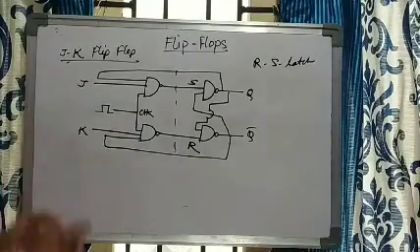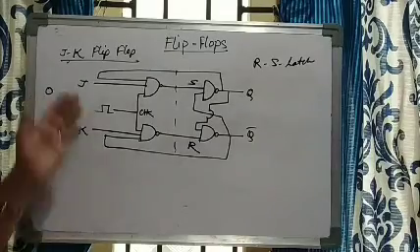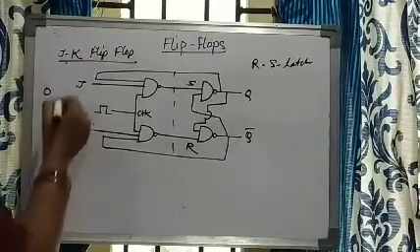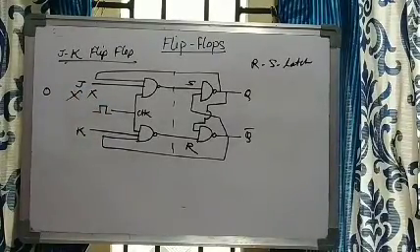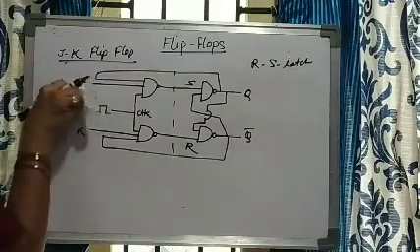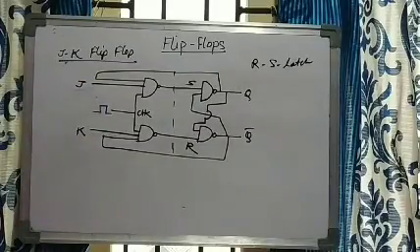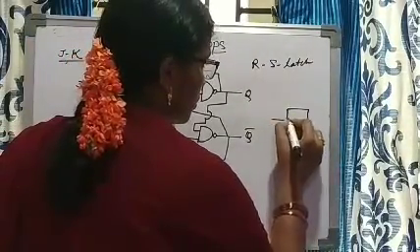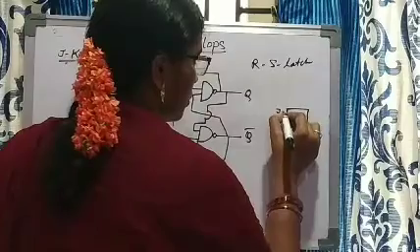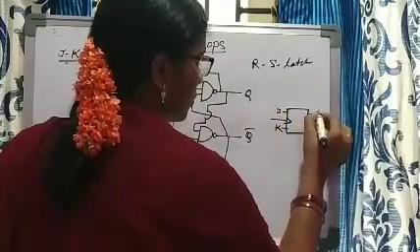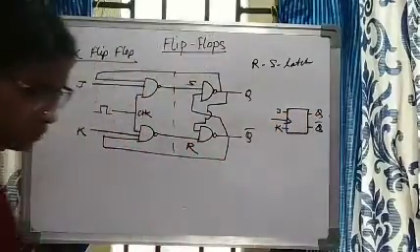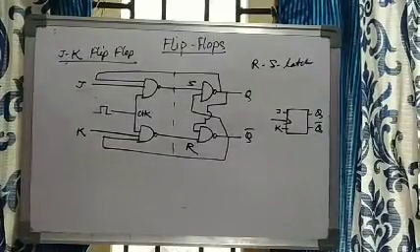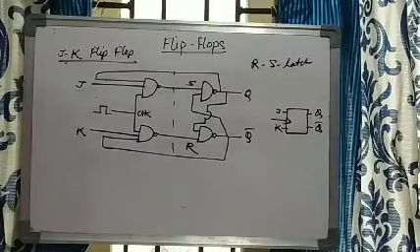Clock pulse means if the clock pulse is 0, whatever inputs we give, it will not care at all. It is a don't care option. And this don't care is noted as a cross mark. When the clock pulse is 1, only then do we get the outputs. Okay? And the general symbol of a JK flip-flop is shown with Q and Q bar. Okay? Now, let us see how this JK flip-flop works.